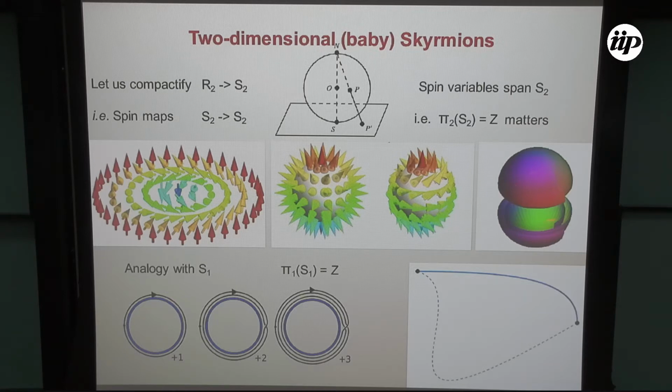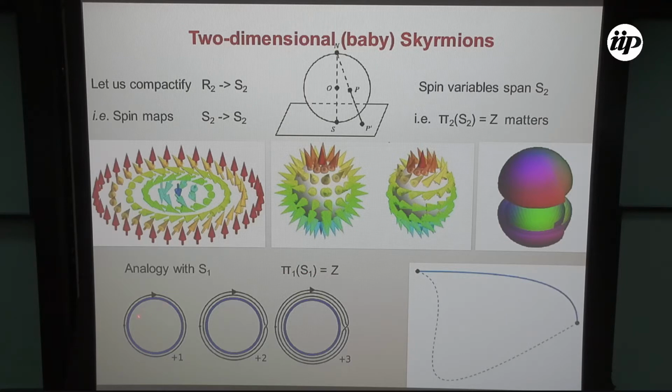So this is something I borrowed from the internet, where you see that this wraps around many times. The idea is that maybe the analogy with S1 is clearer. Here, if you go to one dimension less in both target and base space, then you have to deal with pi 1 of S1, which is also the integer group.